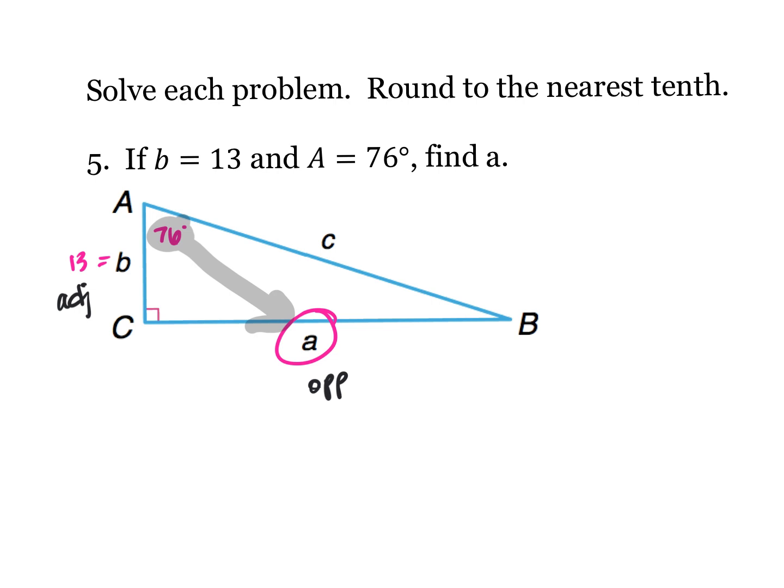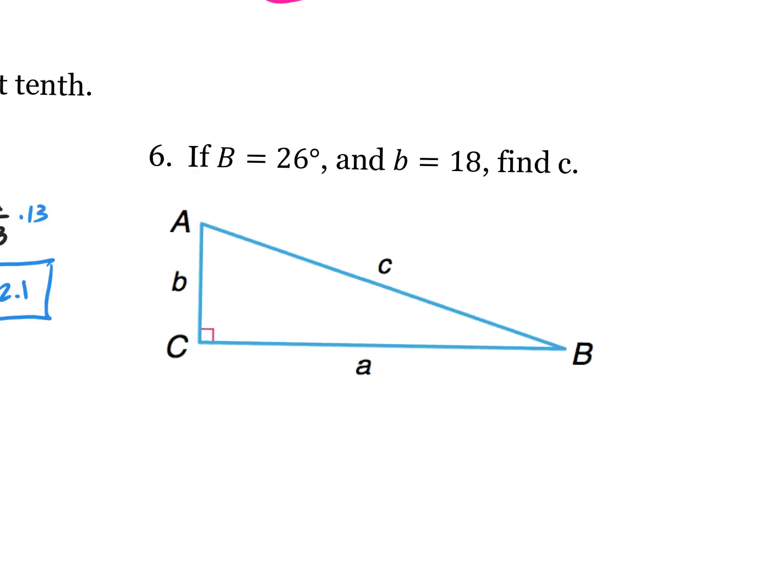SOHCAHTOA. TOA. The tangent of my angle is what over what? A over 13. We're going to multiply by that 13. You're going to tell me what we get because I don't have an answer key in front of me. Apparently, it's 52.0? Because they asked for the nearest tenth, that's like not far enough. How about on this guy? I'm giving you angle B, giving you side B, and I want side C.